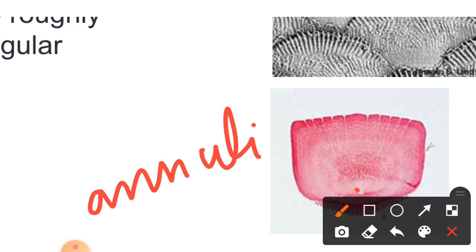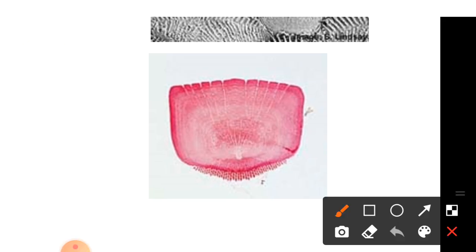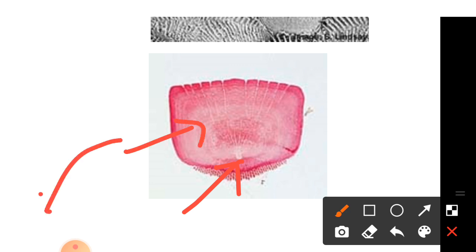And this region, the center region, is called the nucleus, and there are lines of growth. Here you can see certain lines of growth, like these concentric lines of growth. These lines of growth indicate the age of the fish, and the grooves or radii are found towards the margin of the scales.